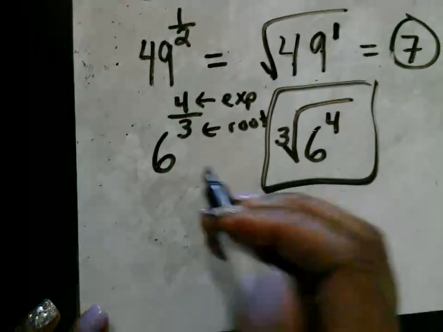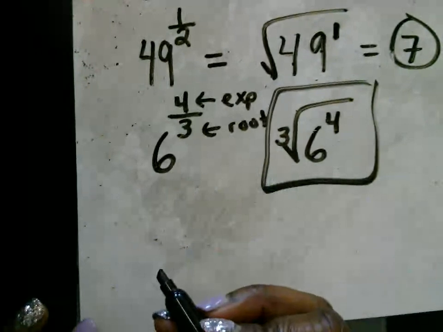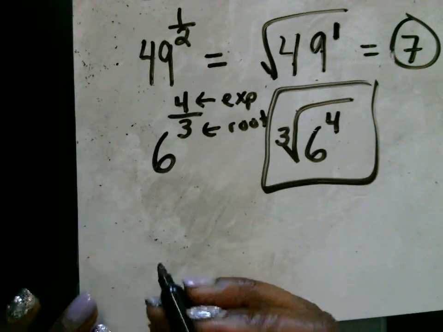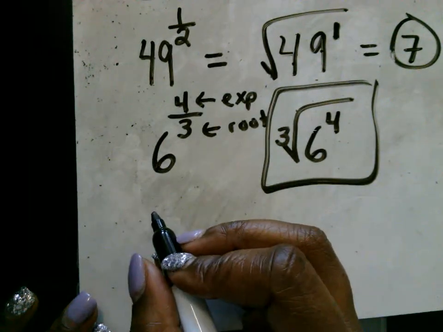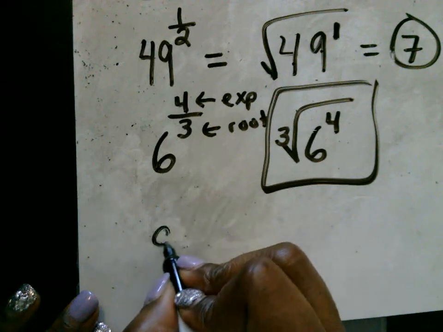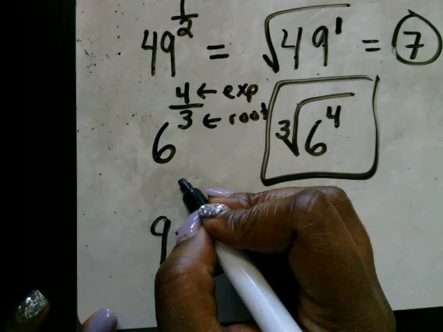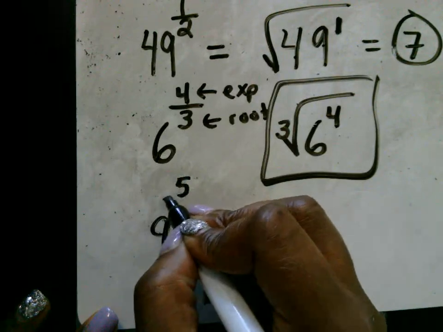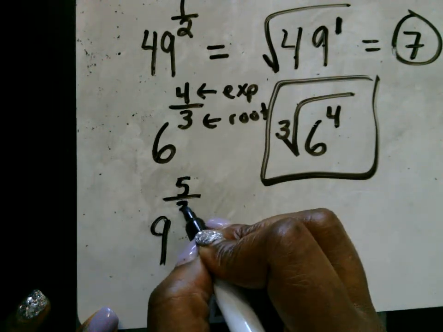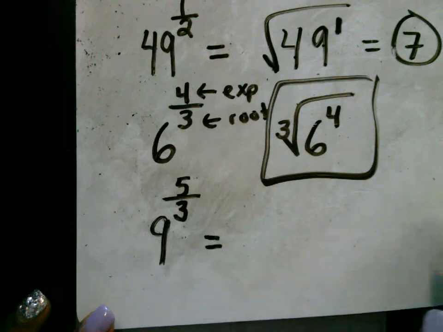All right. See if you can write this. Don't solve it. Just be able to simplify it. All right. Let's do 9 to the 5 over 3. How would I write that?